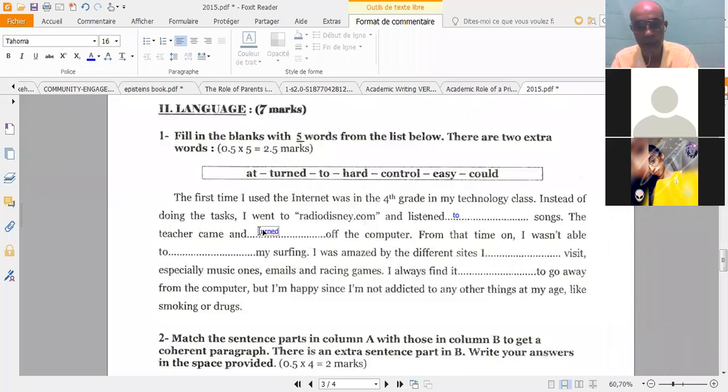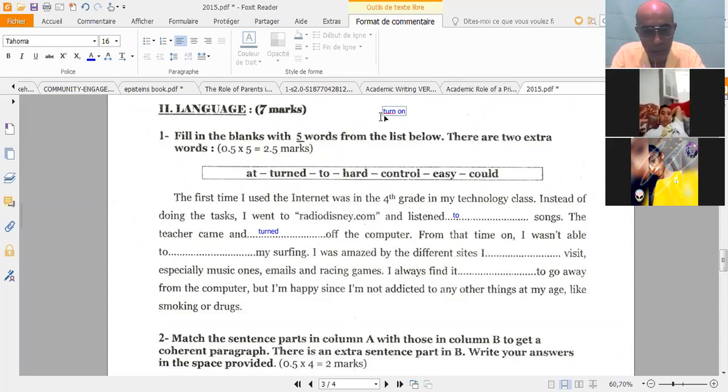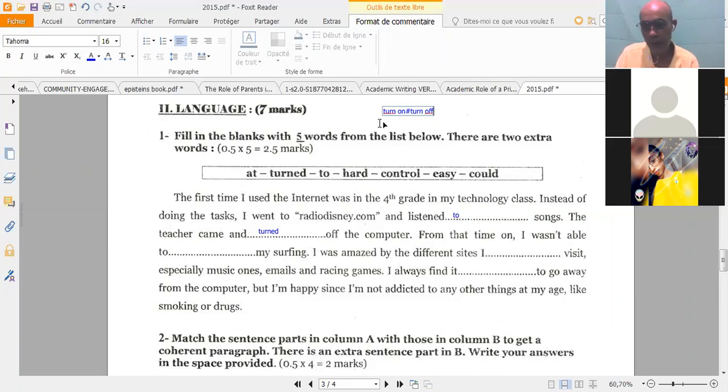Okay, turned off. You turn off the computer or you turn on the computer. You turn off the light. Turn on is the opposite of turn off. So he turned off the computer because the kid was playing, he was not studying. So the teacher didn't like it.